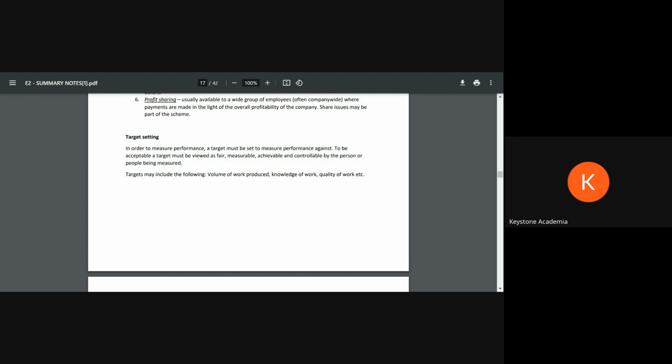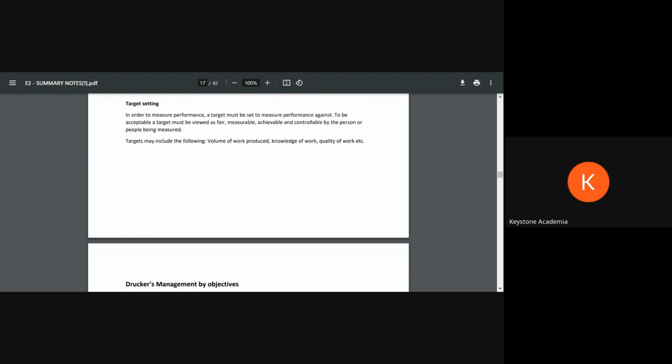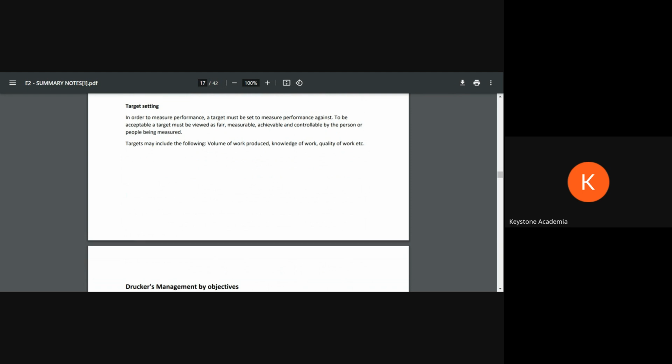Really good. Okay, so target setting and management by objectives is like creating a roadmap for success in business. They provide clear destinations like the targets or the objectives and milestones that will guide the employees and organization towards the goals of the business.